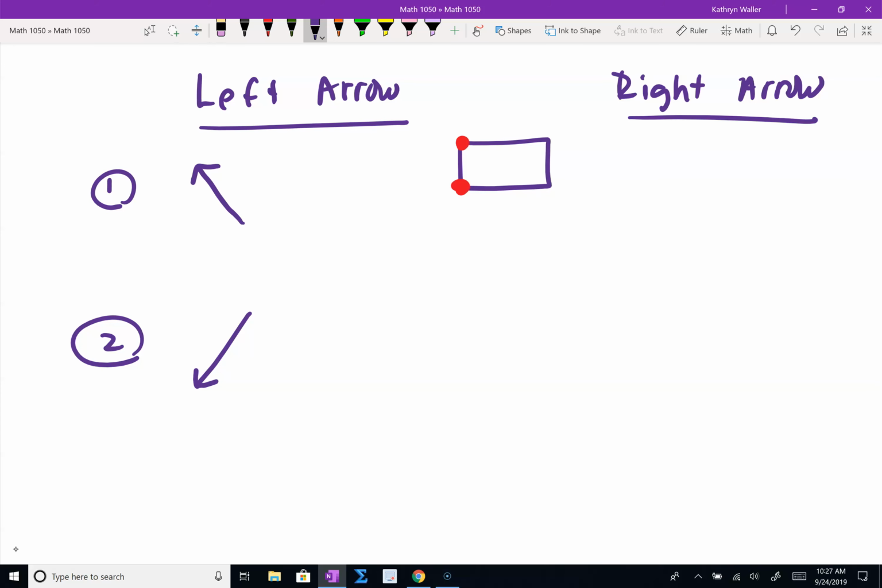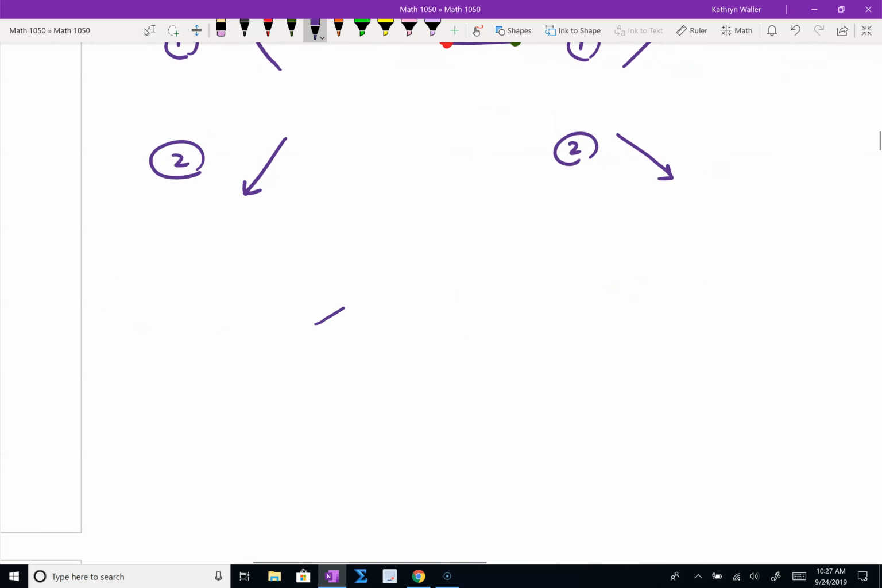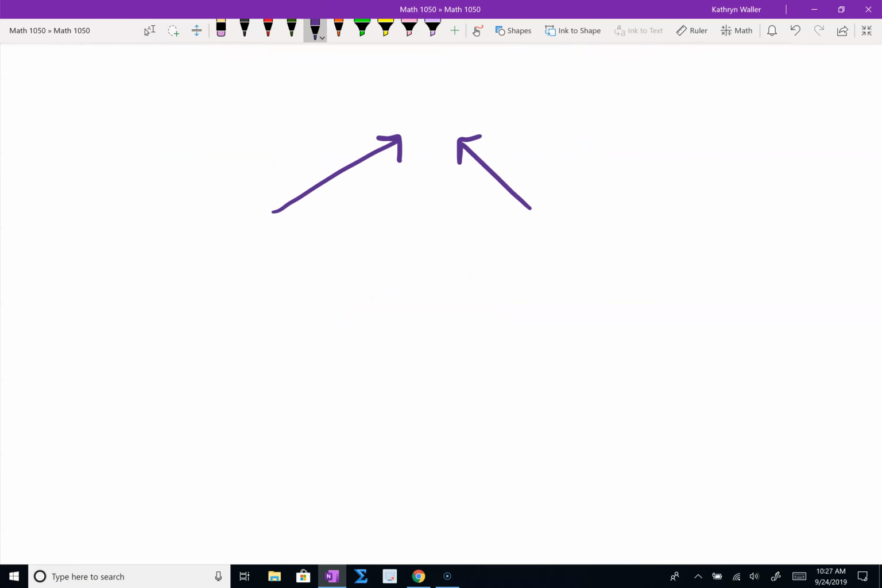The right arrow, again, you only have two options. It points to the upper right corner or the lower right corner. Those are literally your only two options. Okay? Look at this. Is that an acceptable end behavior? Is that one of the options?